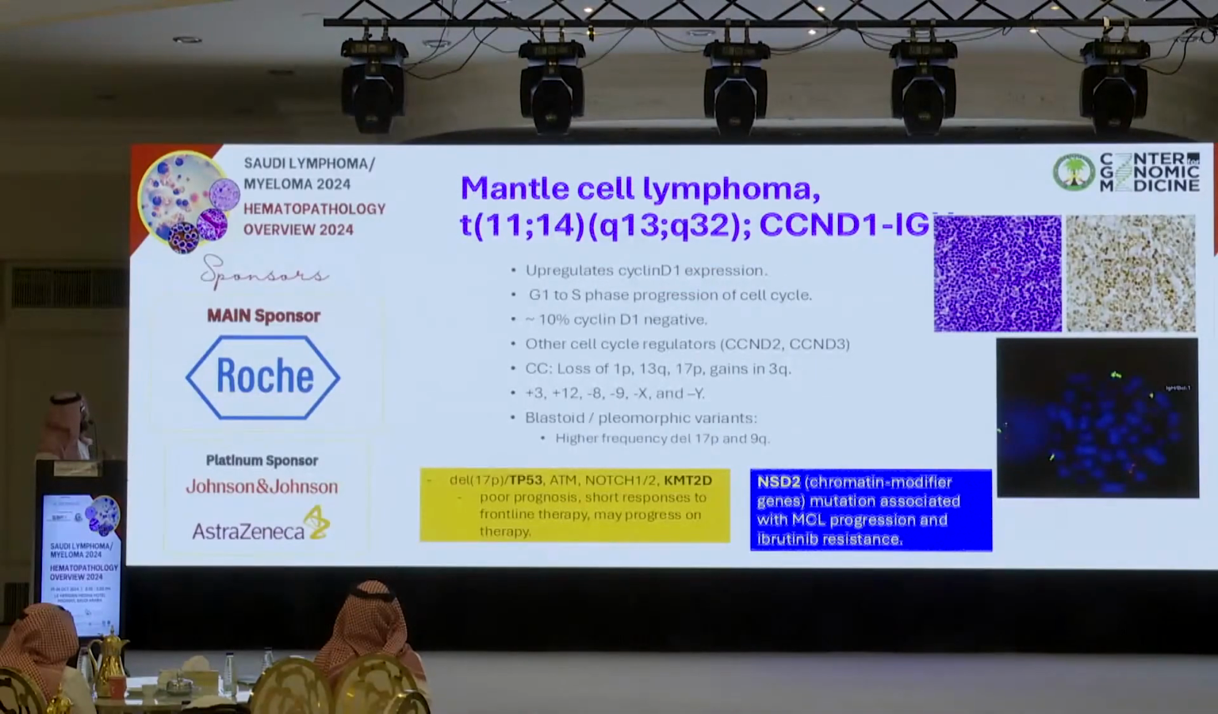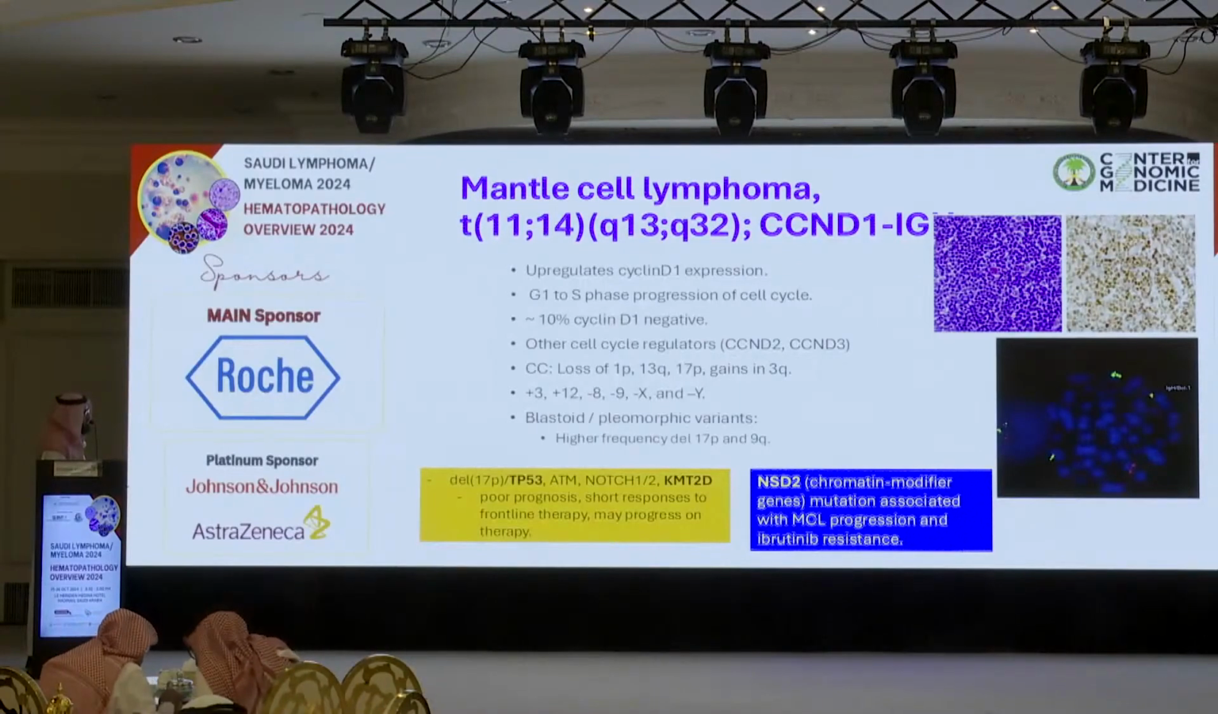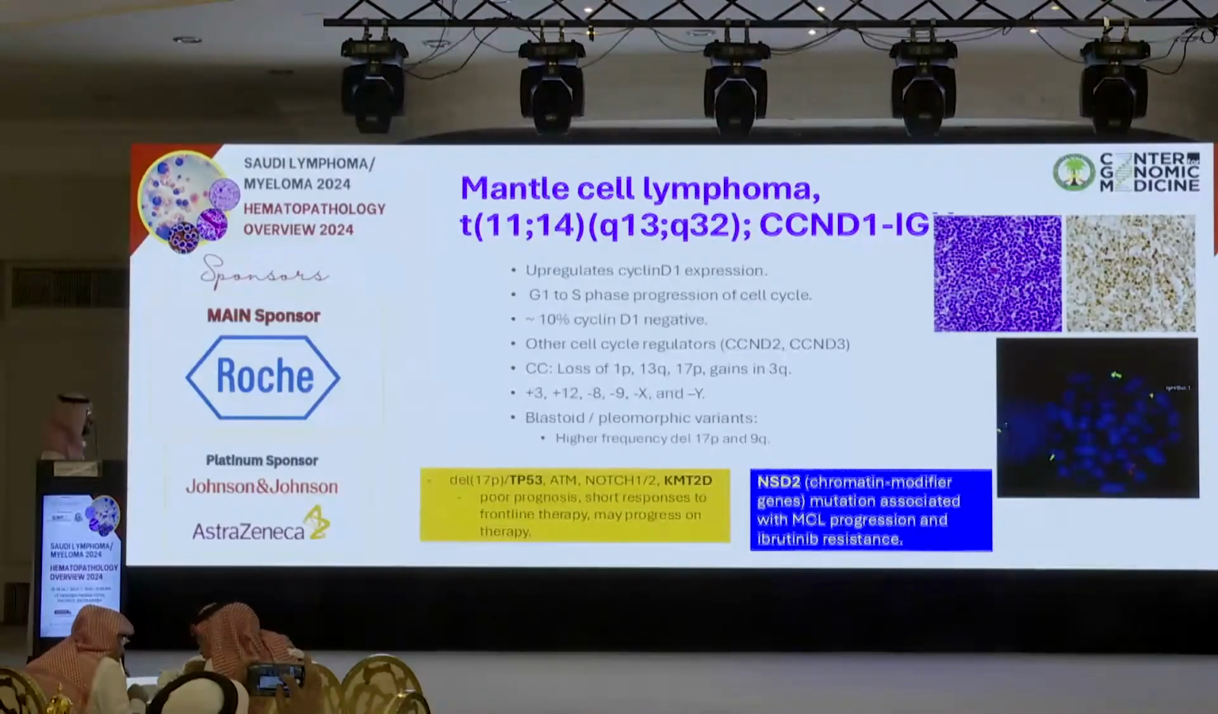Mantle cell lymphoma is well known for translocation 11;14 with cyclin D1, but 10% will be cyclin D1 negative. This is associated with cyclin D2 or D3 rearrangement. So if you do molecular testing, you can detect these. There are many cytogenetic abnormalities; blastoid variant and pleomorphic variant are associated with TP53 and 9q deletion.